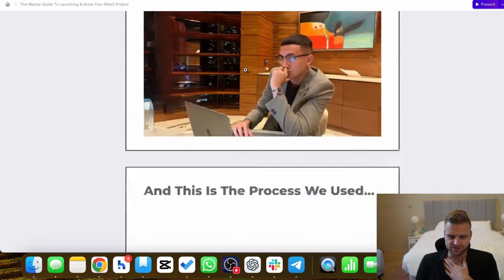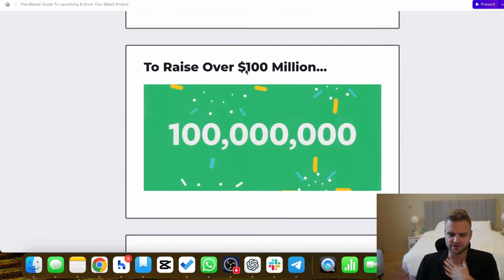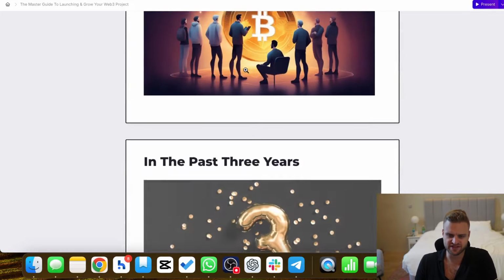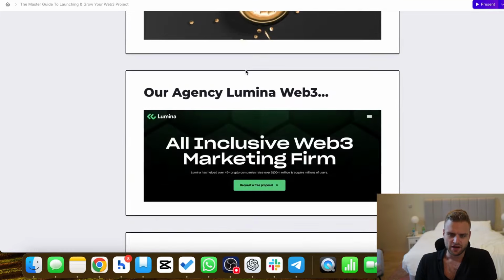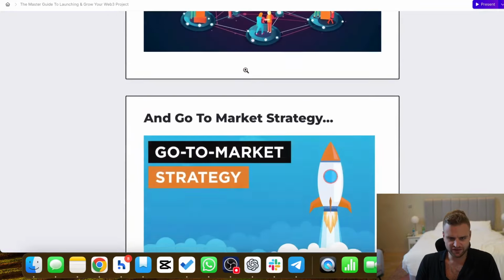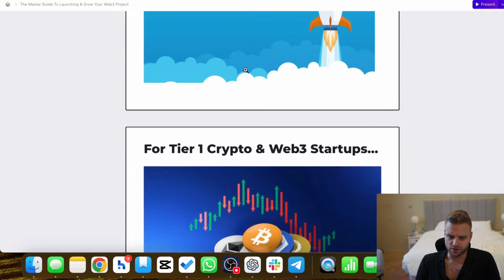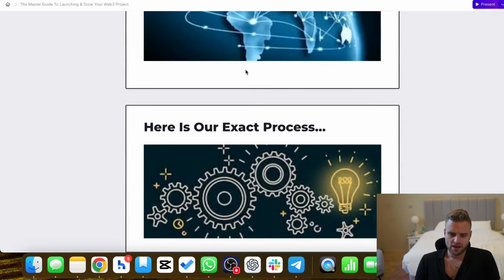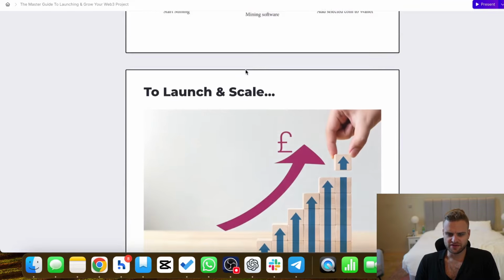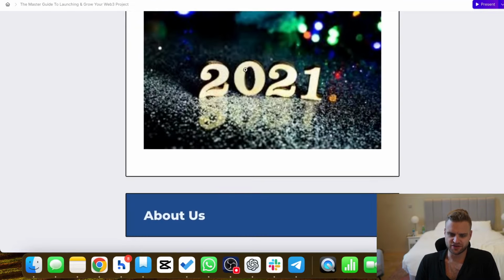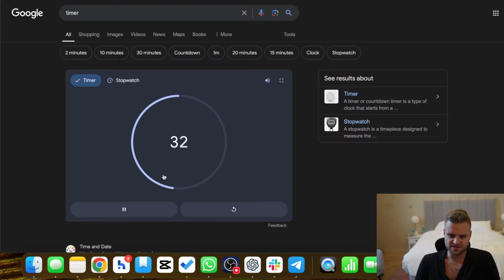So my name is Reese, and this is the process we use to raise over 100 million and generate 2 billion impressions for crypto and Web3 startups in the past 3 years. Our agency, Lumina Web3, focuses on fundraising, community management, and go-to-market strategy for Tier 1 crypto and Web3 startups all over the world. Here's our exact process that we have used to launch and scale over 45 funded startups since the middle of 2021. So that was 30 seconds.